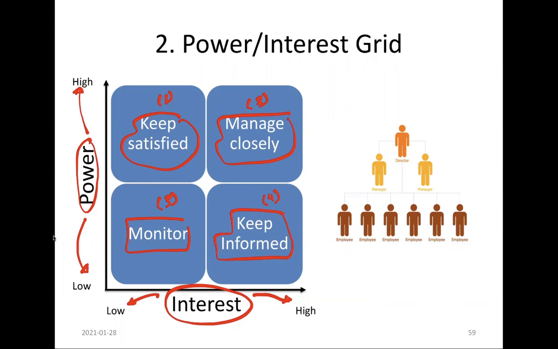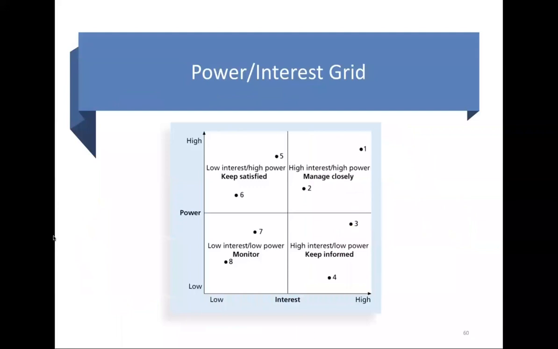In group number 1, they have low interest and high power. So you need to put enough work into these people to keep them satisfied, but not so much that they become bored with your message. That's why we say people who have low interest in the project but do have high power in your project, you need to keep them satisfied all of the time.